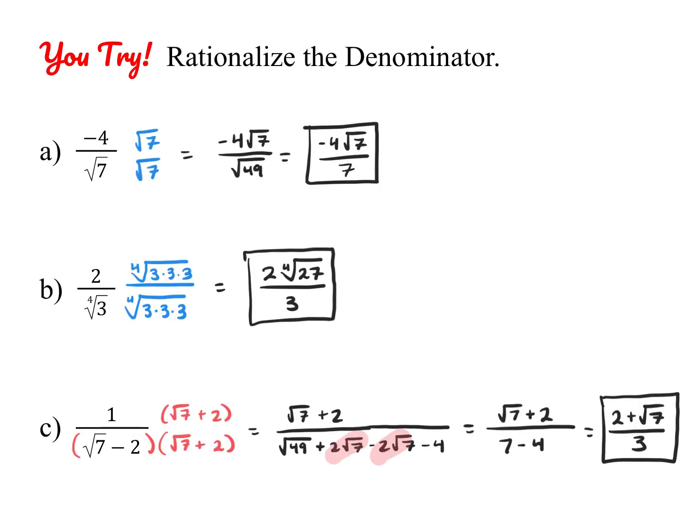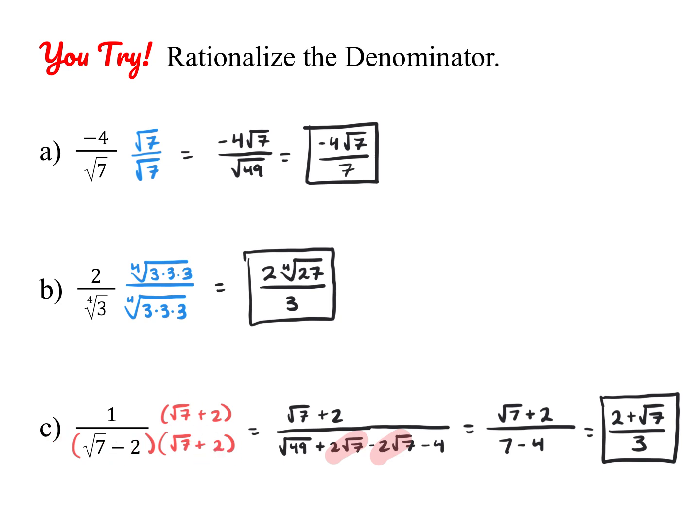All right, go ahead and check your work here. So for part A, you need to multiply by root 7 over root 7 to complete the square root in your denominator. So that will turn into square root of 49, which is just 7. For part B, you have 1 power of 3, but I need 4 because the index is 4. So I need 3 more powers of 3. So I'm going to multiply by the 4th root of 27 to the numerator and denominator, and you end up with this. And for part C, I multiply by the conjugate.